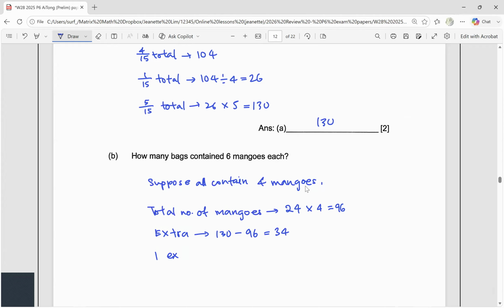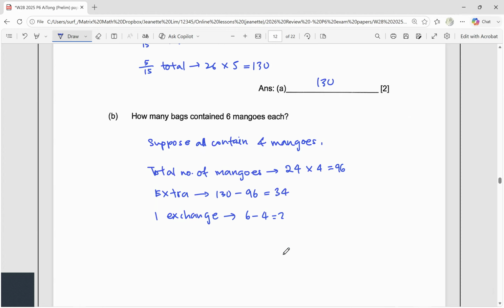So every exchange from a bag of 4 to a bag of 6, I get extra 2. Okay, I get extra 2. But I need extra of 34. So the number of exchanges to get 34 would be 34 divided by 2. So 17 times. 17 times I'm changing bags of 4 to bags of 6.